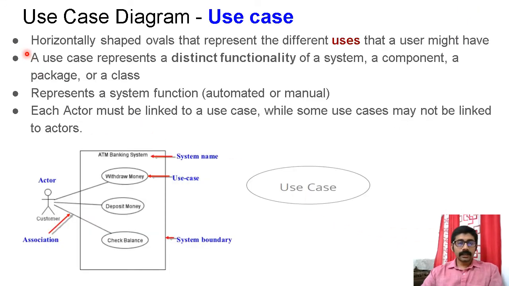Use case. Next thing is the use case. A horizontally shaped oval that represents different uses that the user might have. A use case represents a distinct functionality of a system, a component, a package, or a class. This is the representation of a use case. It represents a system function, automated or manual. Each actor must be linked to a use case, while some use cases may not be linked to actors. So an actor should be linked to at least one use case.